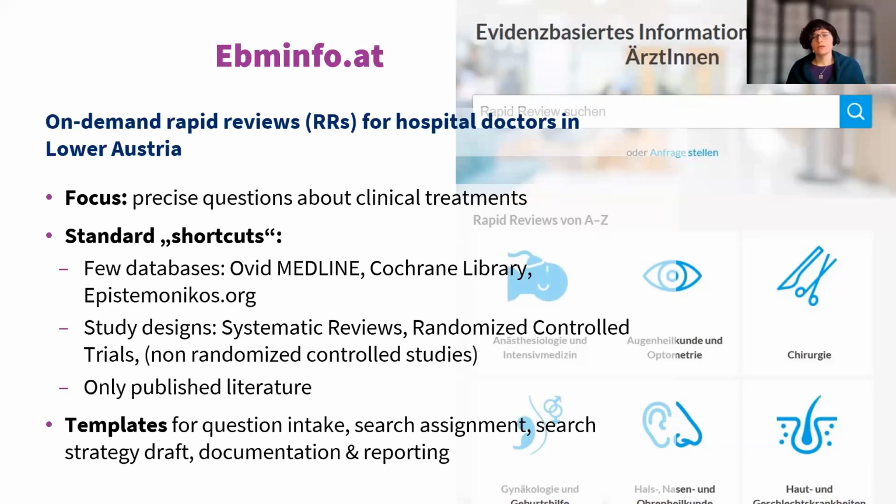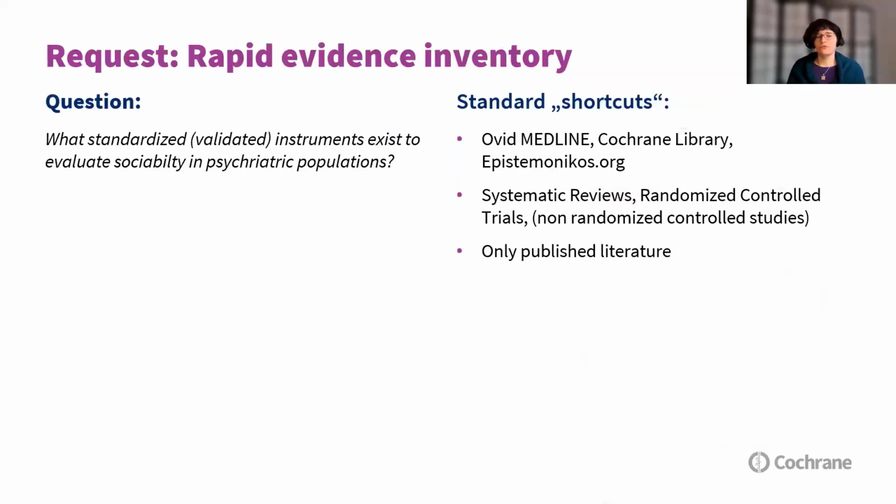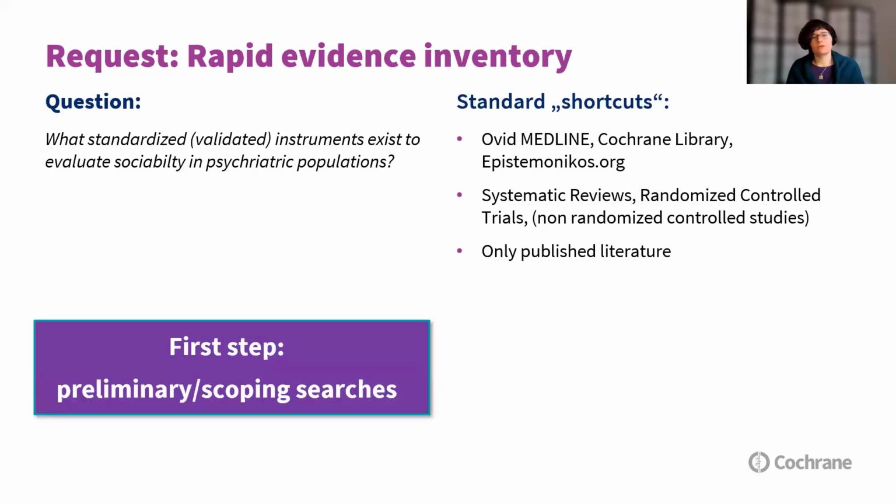But this is an on-demand service, so sometimes people ask questions that do not fit in our scheme. For example, we received a question about standardized instruments to evaluate sociability in psychiatric populations. And this is not an effectiveness question. So the first thing we do whenever we prepare a review is scoping searches or preliminary searches. And based on the findings of these searches, we found that most of our standard search approaches really are not appropriate for this topic.